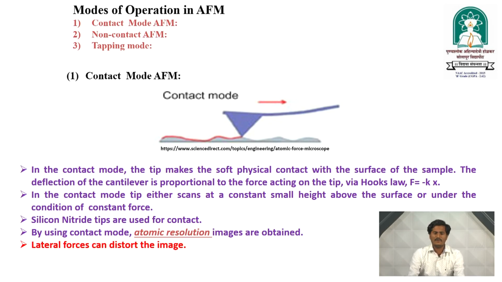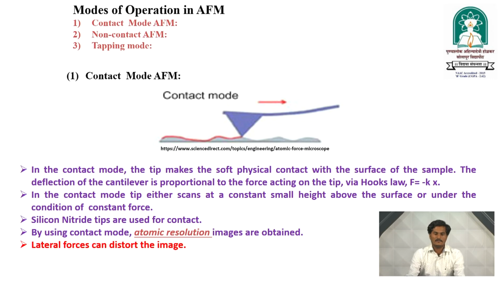As the contact mode name indicates, the tip makes soft physical contact with the surface of the sample, and the deflection of the cantilever is proportional to the force acting on the tip via Hooke's law, that is F is equal to minus kx. Earlier we discussed what k is: k is the spring constant of the cantilever, and x is nothing but the deflection of the cantilever. In contact mode AFM, the tip either scans at a constant small height above the surface or under the condition of a constant force.